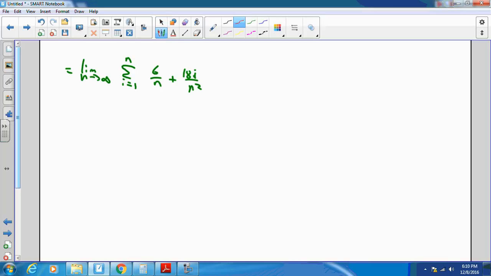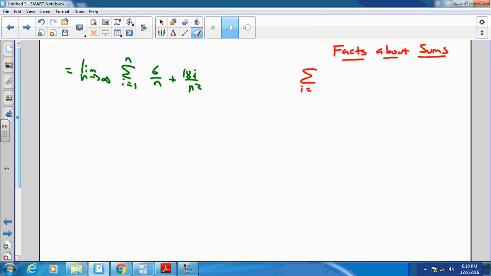And I want to talk about evaluating sums a little bit. In general, evaluating sums can be hard, so we're not going to do a general theory on the evaluation of sums. But I do want to give a few facts about sums that are going to be useful for us. All of these are fairly easy to see if you simply take the sum and imagine adding up all the terms.